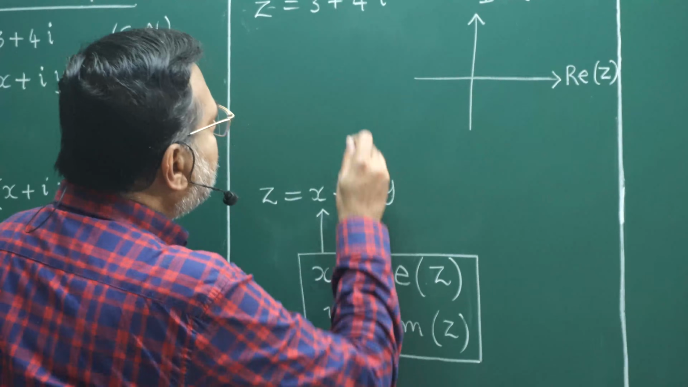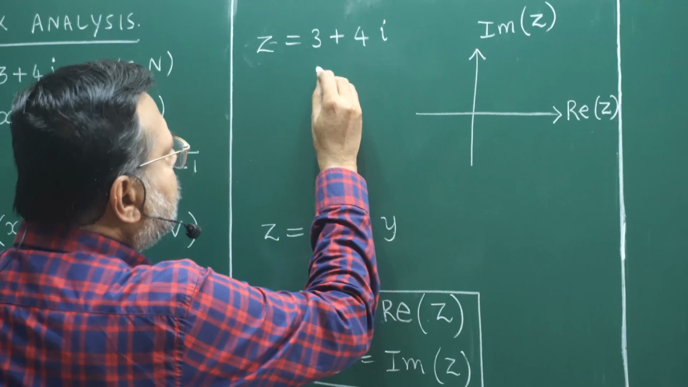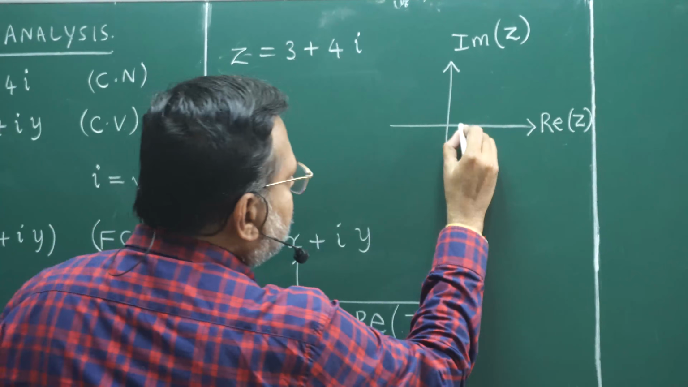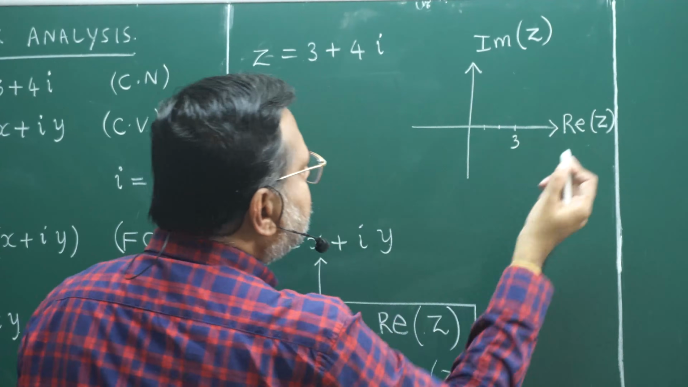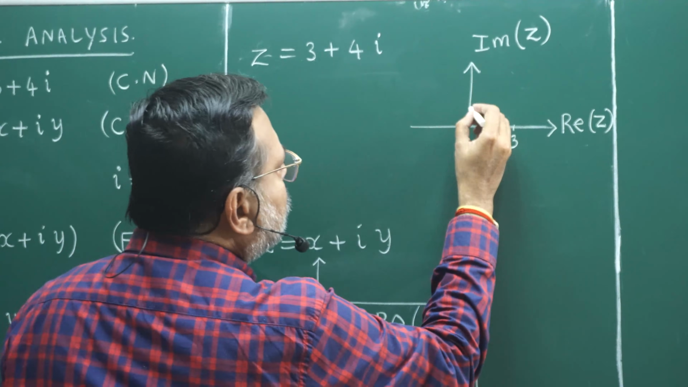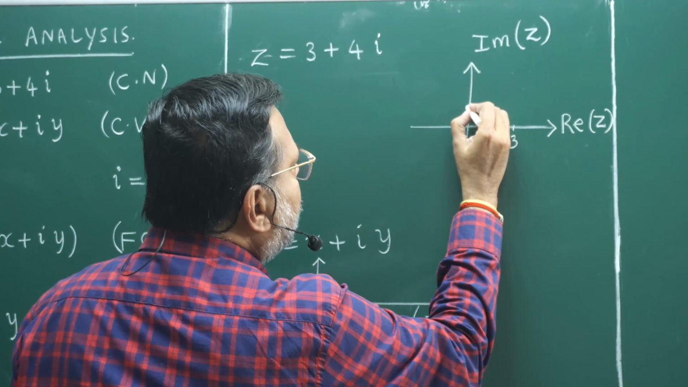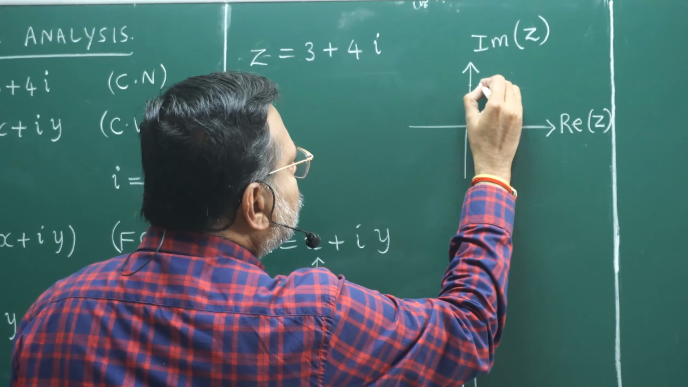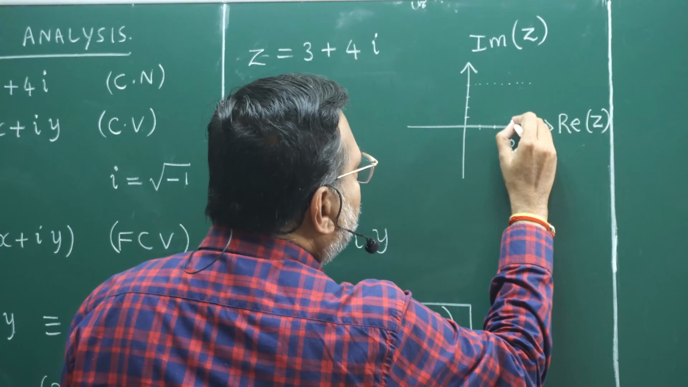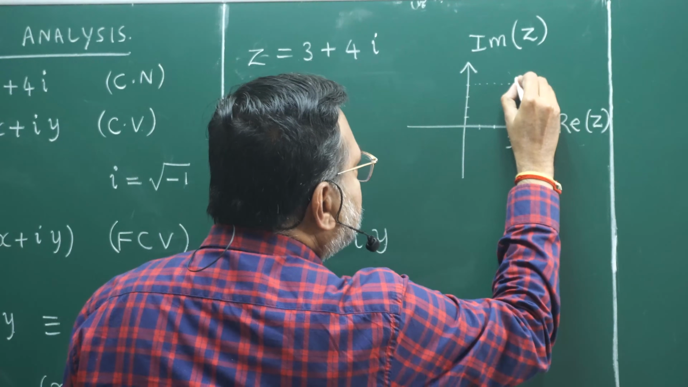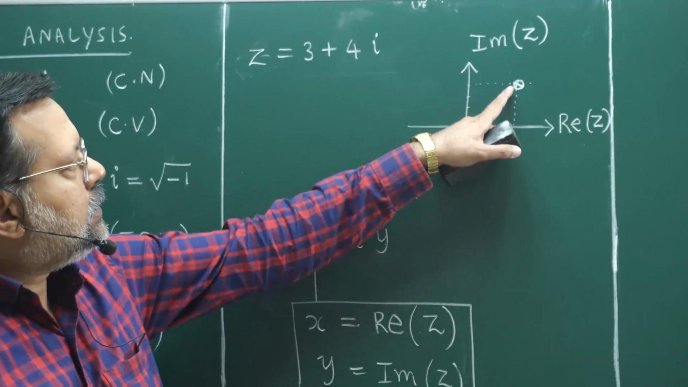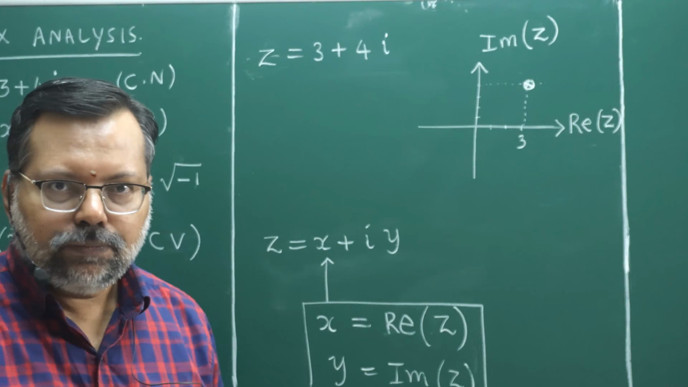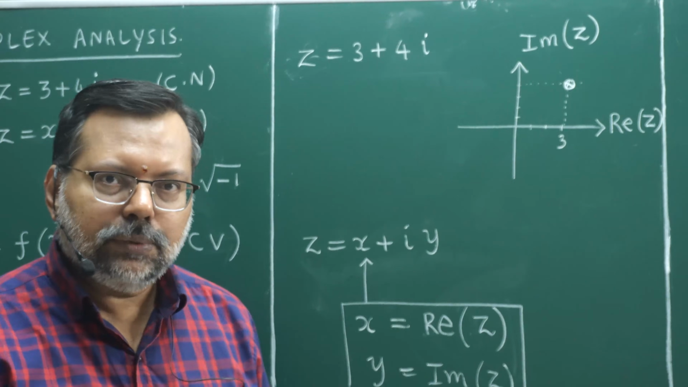Now once this is clear, what will you do with 3 plus 4i? 3 is along the x-axis, so you can say that this is 1, 2, 3. Let us say that is 3, and then you have 4 here, so 1, 2, 3, 4. If you find out the point, that is the point which is represented by 3 plus 4i. This is quite familiar right from school.